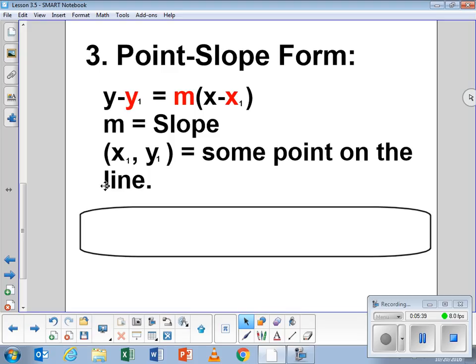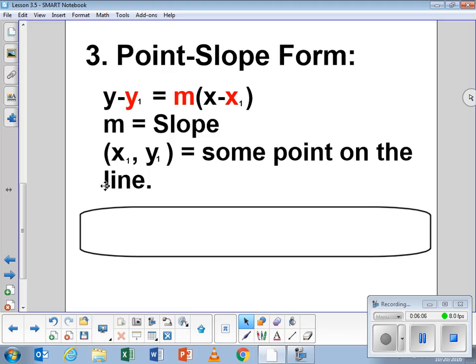Anybody not finished copying? This equation is the most useful for writing the equation of a line. If they ask you to write an equation, this one's the most useful. All you need is a point and the slope. Any point on the line and the slope. So it makes it really easy to write the equation of a line using this.